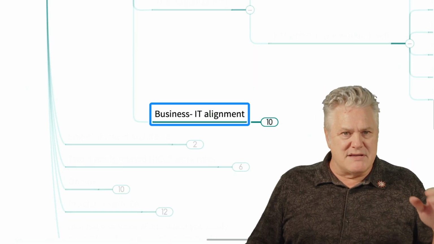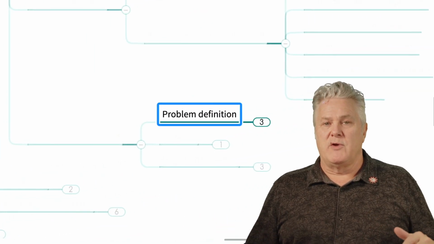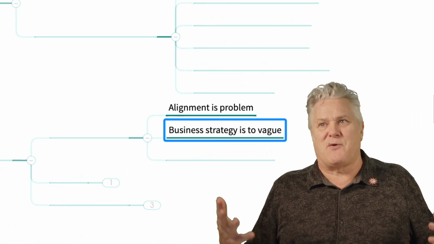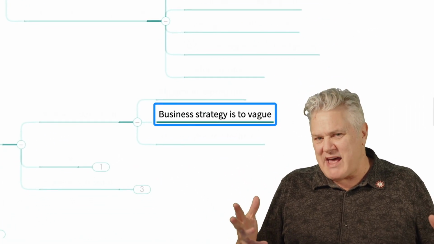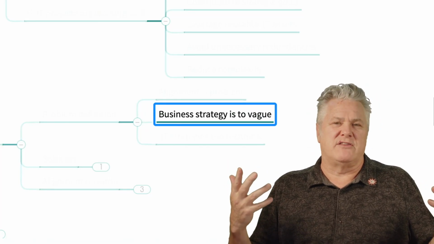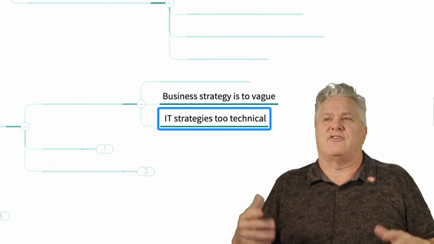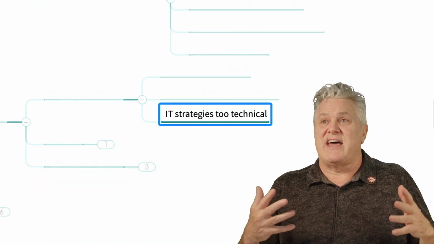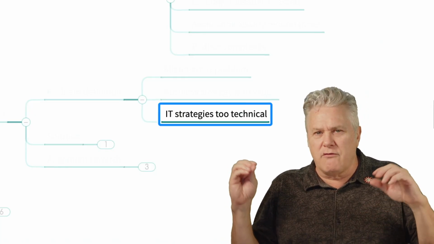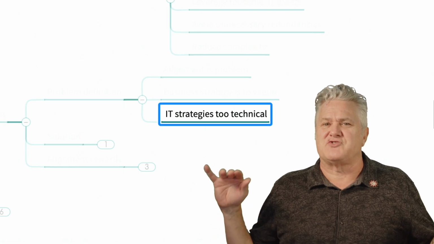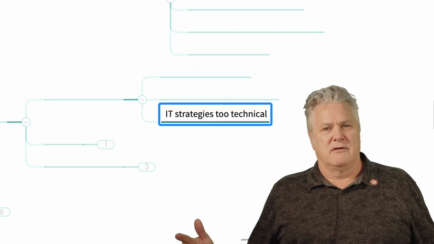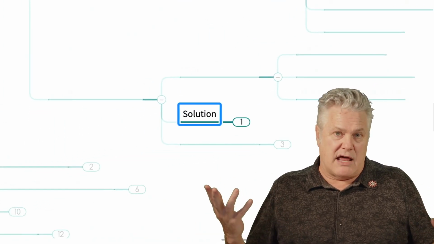Now, when we look at this from a business IT alignment standpoint, we have to start with the problem that we run into. And the problem definition is alignment is the problem. The business strategy is too vague. I really want something that does, I don't know what I want it to do, but I know I want it to do something to make me faster. And then the IT strategies are too technical. They say, okay, we're going to implement DNS here over VoIP, and we're going to run a VPN to make sure that work from home works really well, and we're going to do remote desktops. And people are like, what? Now, I hope you understand that, but a lot of business people don't.